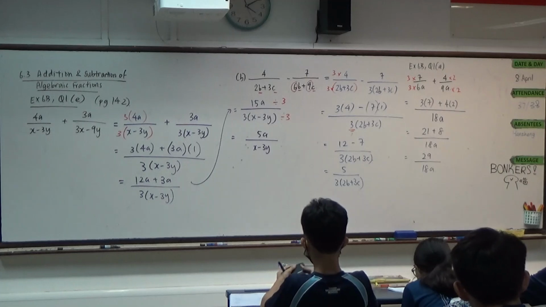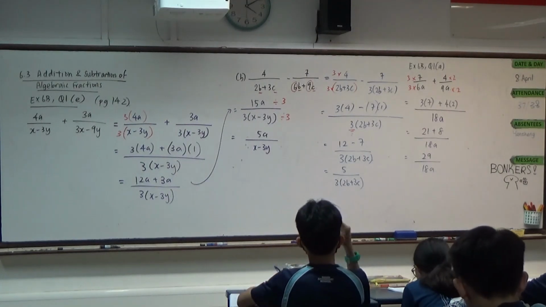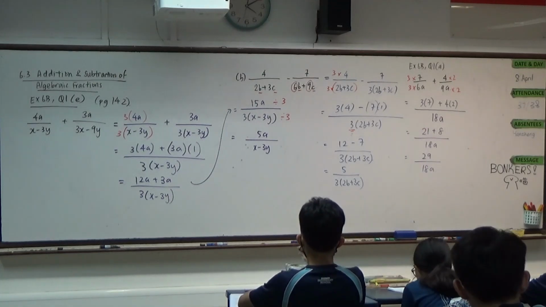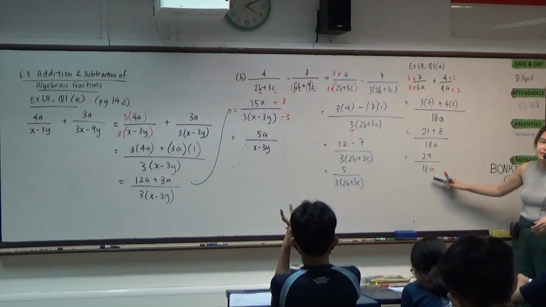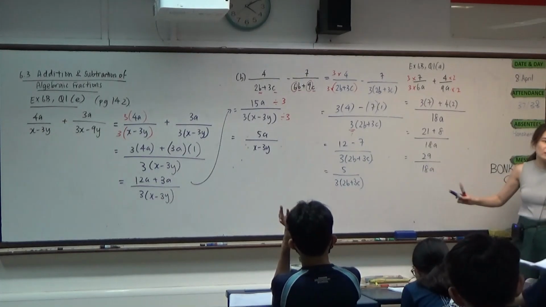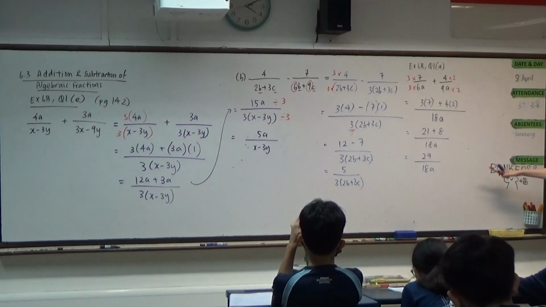I was also wondering, but I think to ask you all, can we leave it as a mixed number? No. Okay, so when it comes to algebraic fractions, no such thing as mixed number anymore. Because your a is in the bottom, the denominator is 18a, not 18. So no mixed numbers. Just leave it like that.